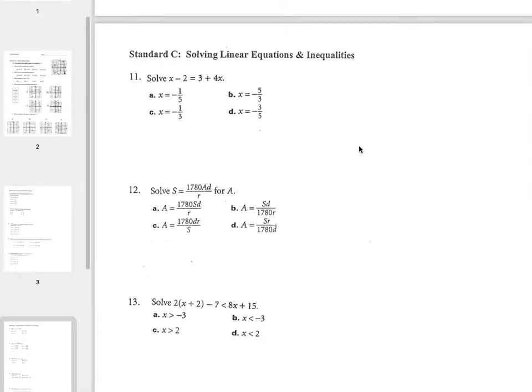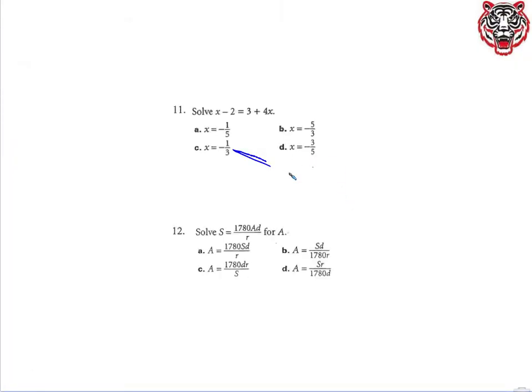All right. Let's go on to 11 and 12. Number 11. Solve for x. Tell me what to do, and I'll do it. Okay, go on.